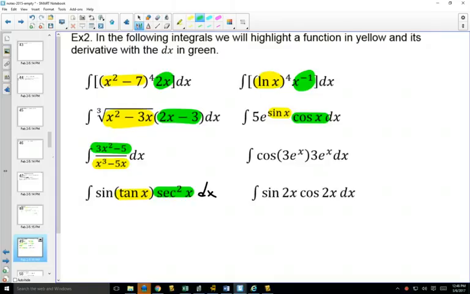Do you see anything and its derivative in the seventh one?